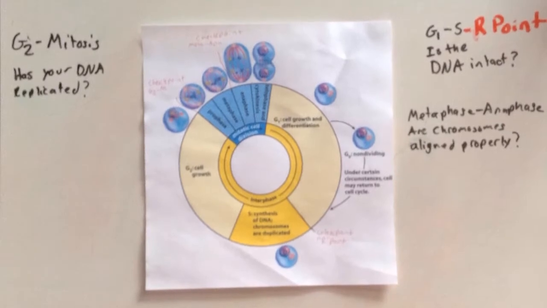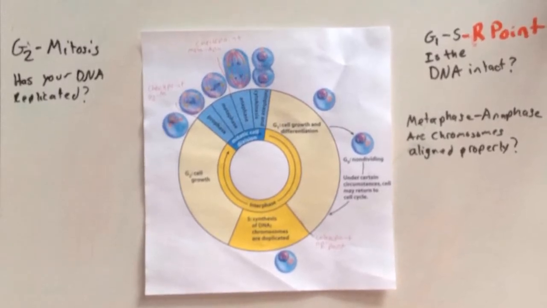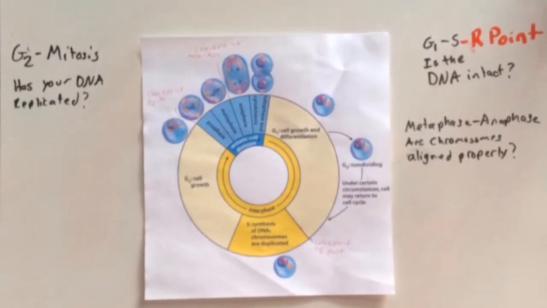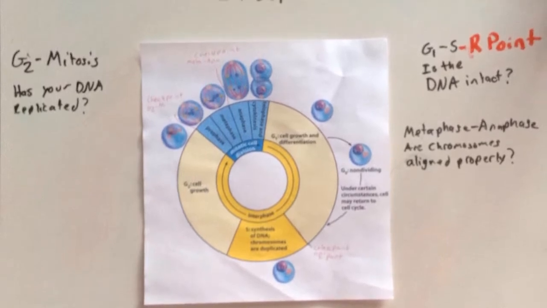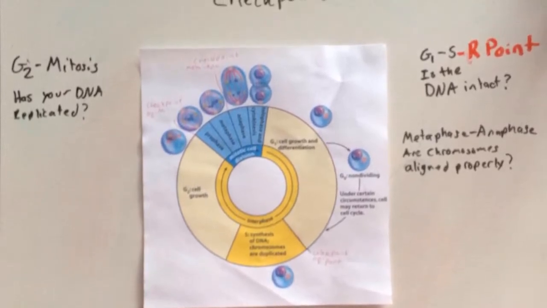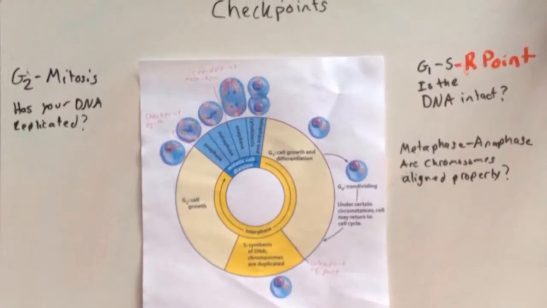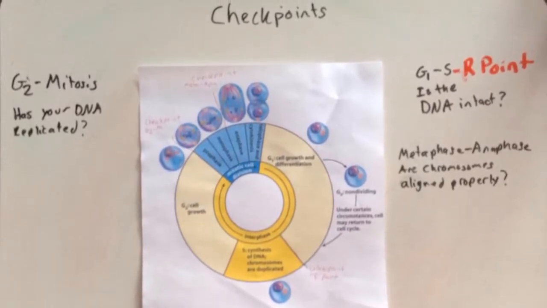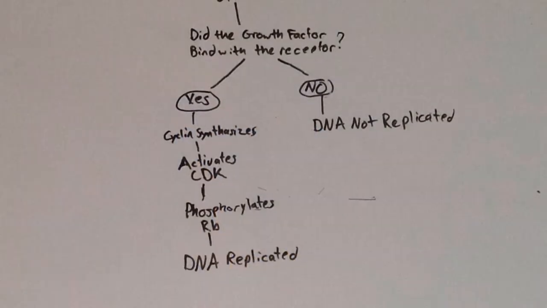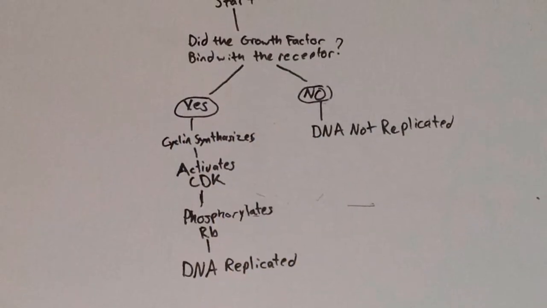The other checkpoint is between metaphase and anaphase. Here the cell checks to make sure the DNA is aligned properly at the equator. This is important to make sure the cell divides equally, and each new cell has all 46 chromosomes. These checkpoints are controlled by CDK proteins.